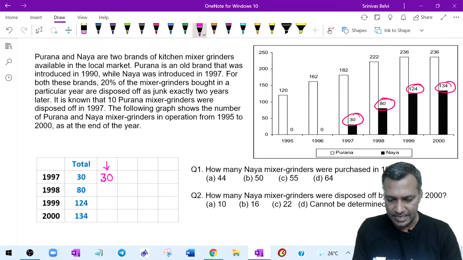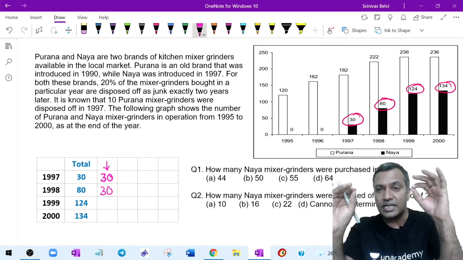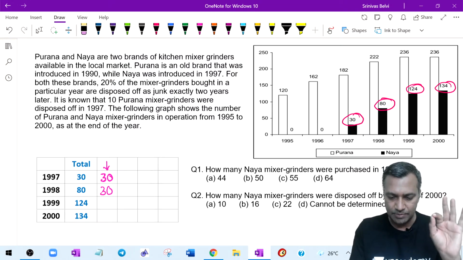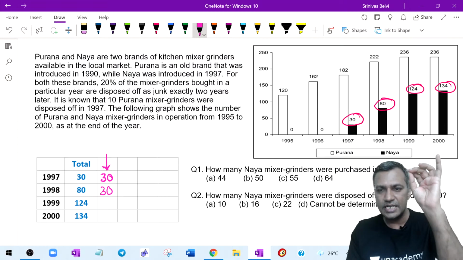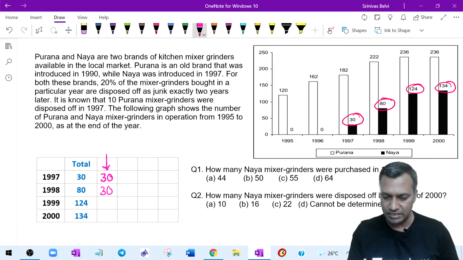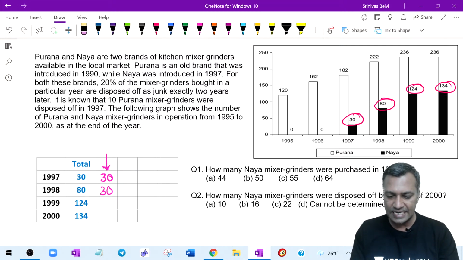This 30 would remain as it is. In 1998, that 30 will continue. I'm just telling the story of 30. You may say, sir, there are 80 here. I'll come to that 80 later. Let me focus on this 30. 30 mixers and grinders were sold in 1997. They remain in the market in 1998.